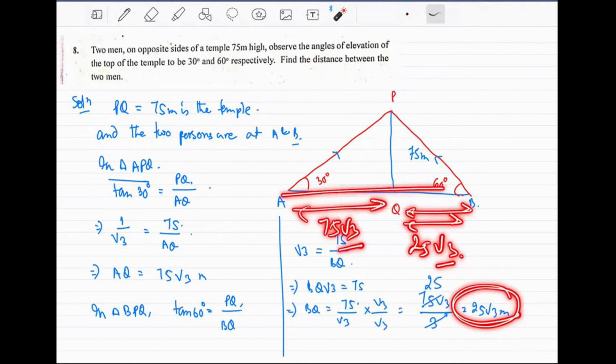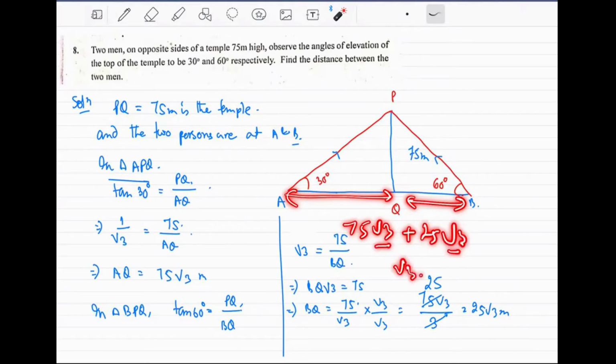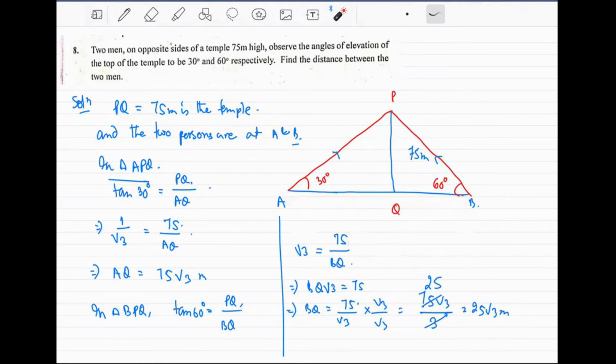How much is the total AB? AB will be AQ plus BQ. So 75 root 3 plus 25 root 3. Root 3, you can take it common. 75 and 25, we will have 100. Therefore, AB is equal to AQ plus BQ, 75 root 3 plus 25 root 3. This will be 100 root 3 meter.